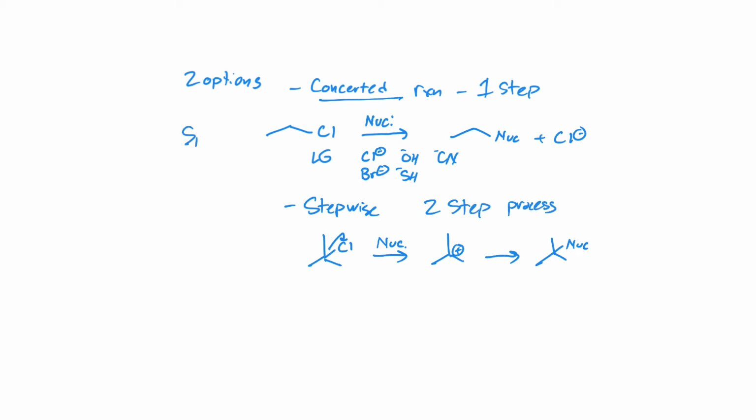We're going to call the first one, the one-step process, SN2. We're going to call the two-step stepwise process SN1. And our discussion in this video is going to focus on the SN2 process.